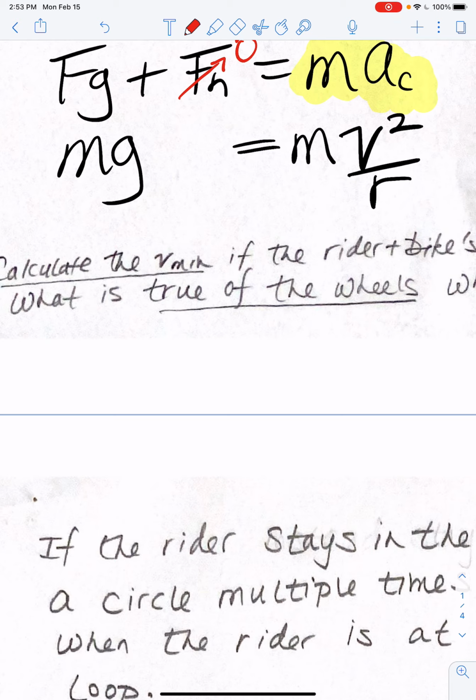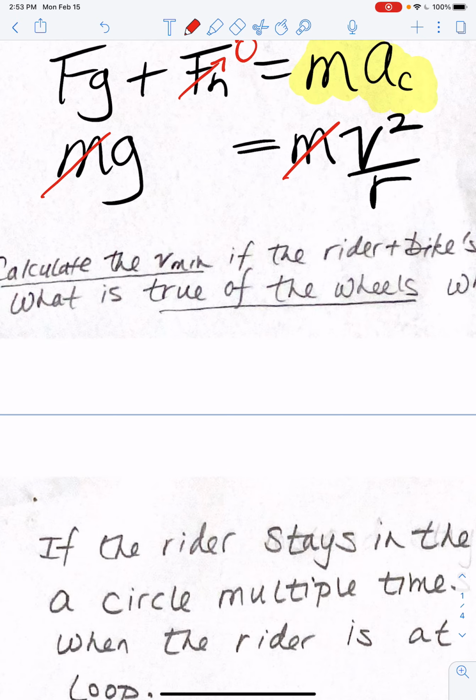It could be a little kid. It could be a 200-pound person. It could be a large bike or a small bike, or a Hot Wheel. It doesn't matter, because the mass is going to cancel away. The velocity needed to go around the loop and go upside down is independent of the mass of the object.